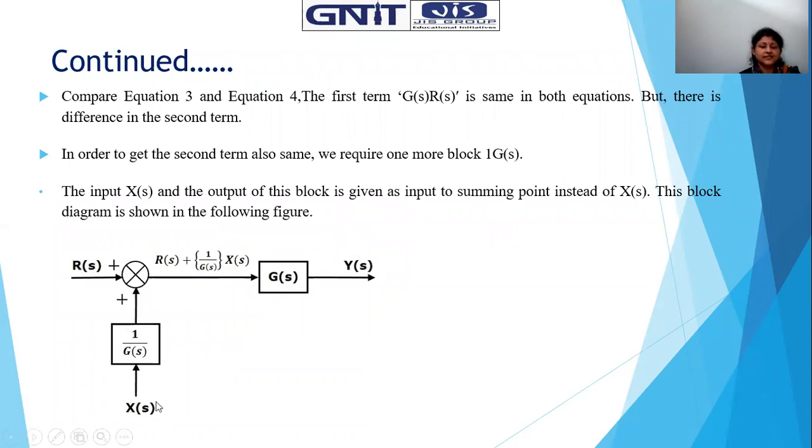See, X(s) had been multiplied previously by 1/G(s), right? So we are getting this output, and then if it is multiplied with G(s), it will cancel. We will get only R(s)G(s), which will be the desired one. That will be the requisite.